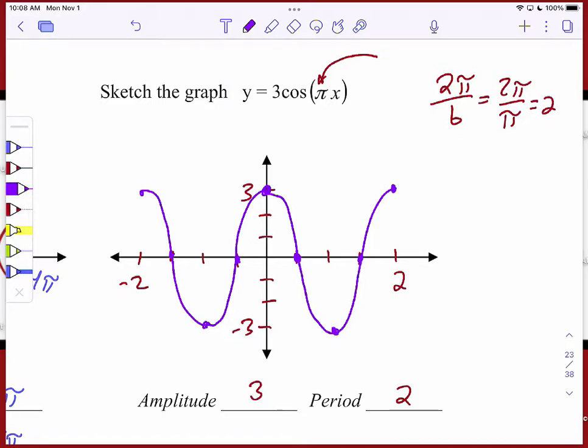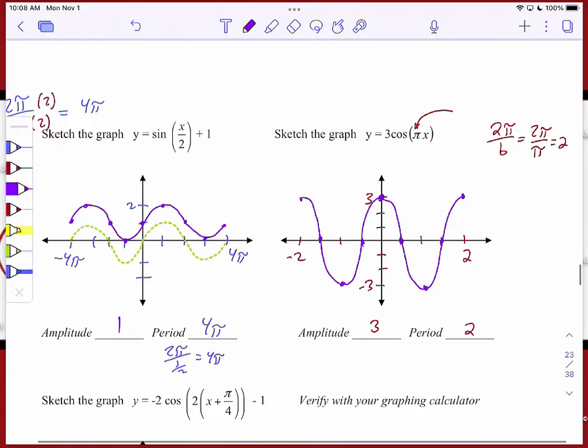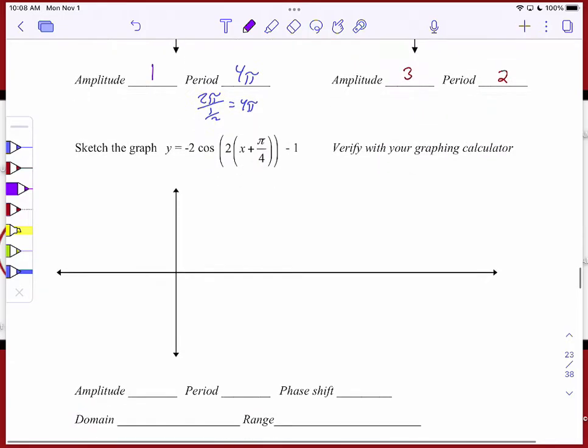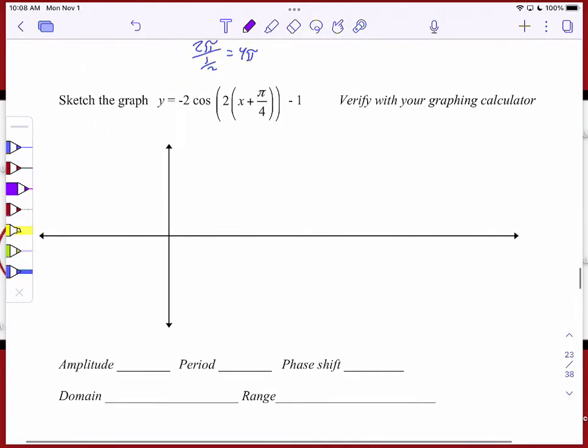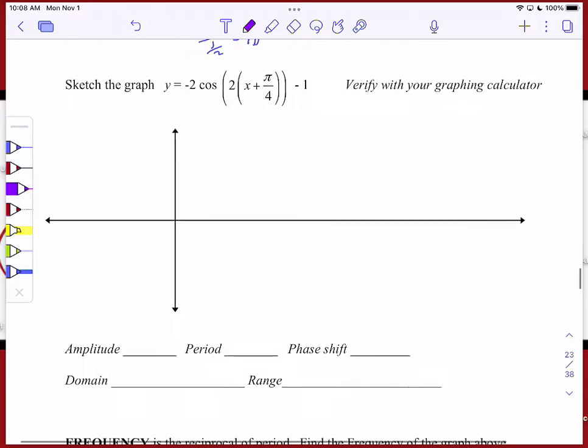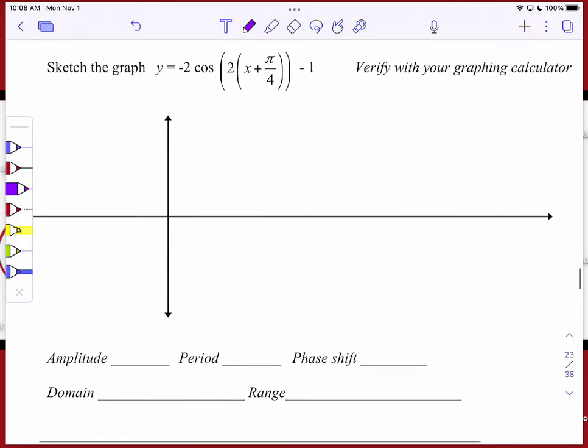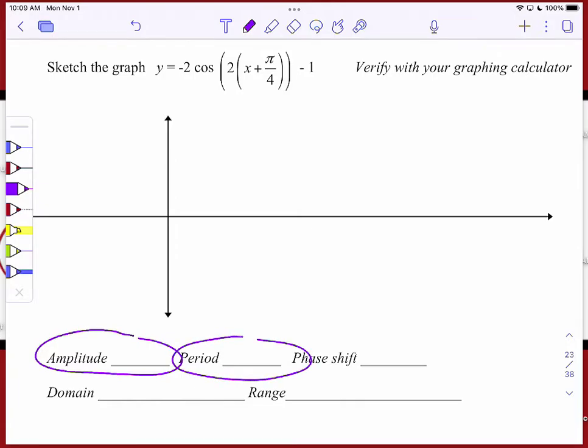I would call this one maybe a moderate level of difficulty, sitting with the last one, and then this next one is going to be considerably more difficult. This one has everything in it, okay? It has a change of period, a change of amplitude, it has a flip, a shift that's horizontal, and a shift that's vertical. It's got everything you could ever ask for in a problem. All right, so before I do it, why don't you write down what you think the amplitude and period are?